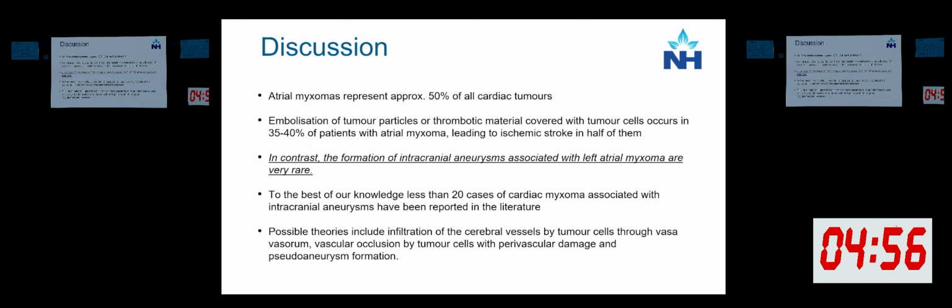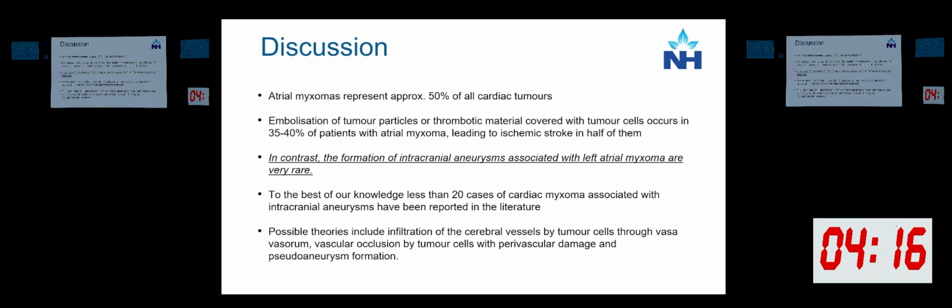So the point is that atrial myxomas represent approximately 50% of cardiac tumors. It is not uncommon. Embolization of tumor material, or thrombotic material covered with tumor cells, occurs in approximately 35 to 40% of patients, which leads to ischemic stroke in them. So the association of ischemic stroke and myxoma is not uncommon. In contrast, the formation of intracranial aneurysms associated with atrial myxoma is very, very rare. To the best of our knowledge, fewer than 20 cases of cardiac myxoma associated with intracranial aneurysm have been reported in the literature.